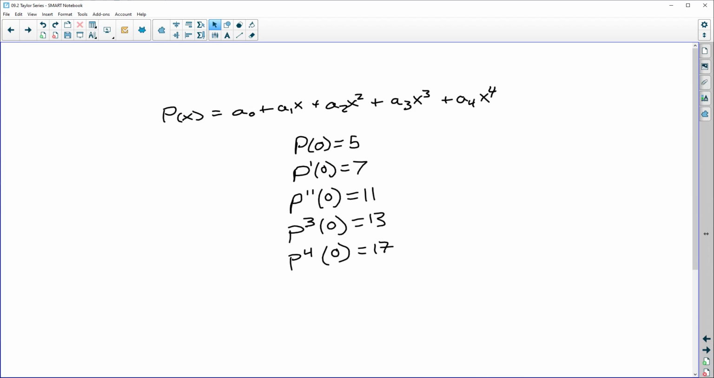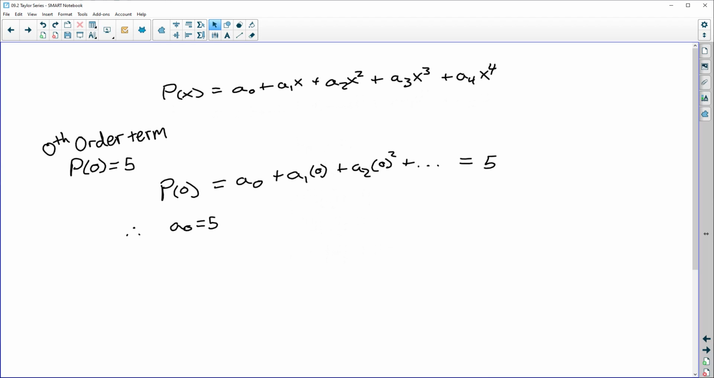Let's construct the following polynomial given these 5 initial conditions. This is called a fourth order polynomial, and our constant term is called the 0th order. We will first determine the 0th order term by using our initial condition, the function p of 0 equals 5. We take our fourth order polynomial and we plug in 0 for every x value there is. What happens is everything but the constant term goes to 0, and we're left with a naught equaling 5.